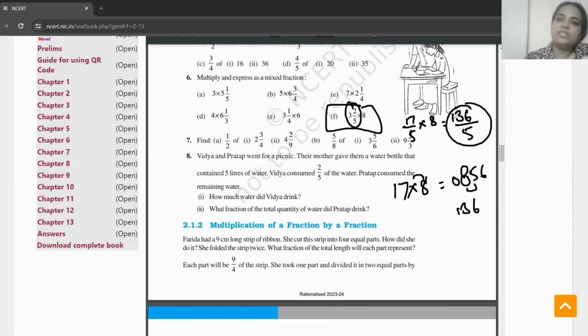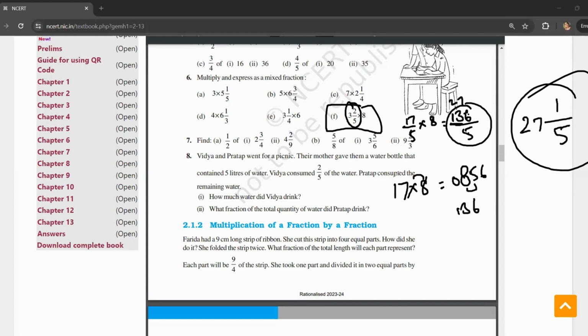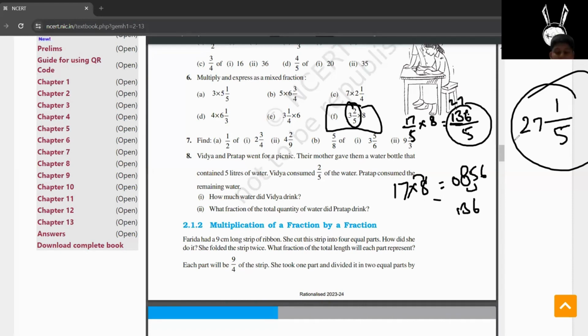You have to change this into now the mixed one. How to do it now? See, orally if I do 5 times 2 is 10 and then 3 remaining, so 27 times. So this will be 27, 1 by 5. Is this clear or not, everyone? Clear 7th class or not? Nisha, is this clear or not? Yes, ma'am.